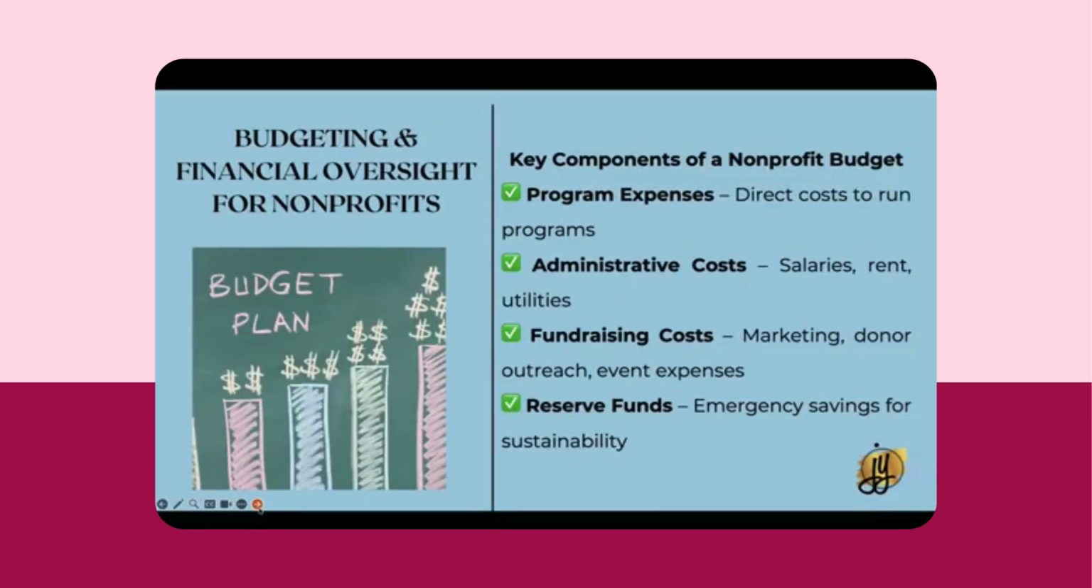Budgeting and financial oversight. The components of your budget are your program expenses, your admin or operational costs, and the cost to raise money. There's a guideline that says it should only cost you about 20 to 30 cents to raise a dollar. Many of you doing these events might spend $5,000 and only bring in $5,000. That means it cost you a dollar to raise a dollar. You didn't even have to do that event, right?